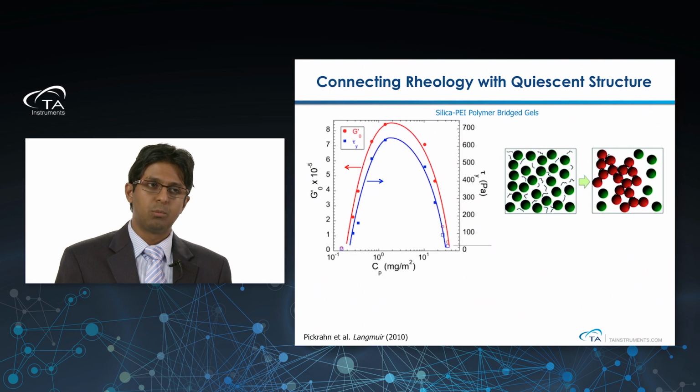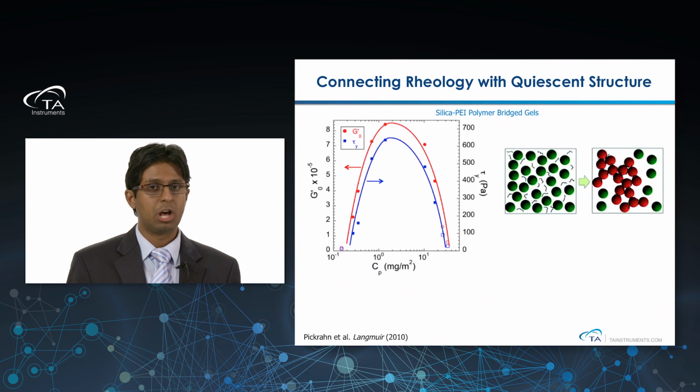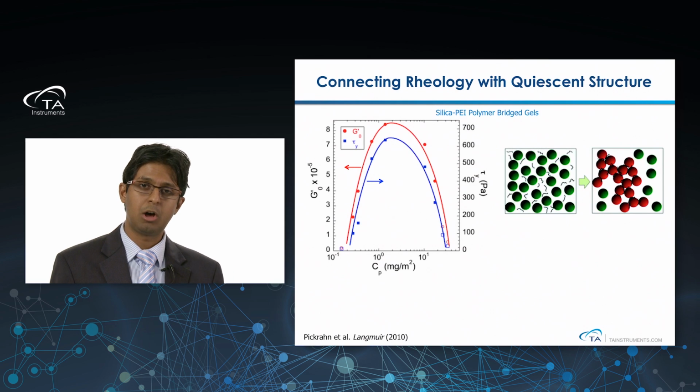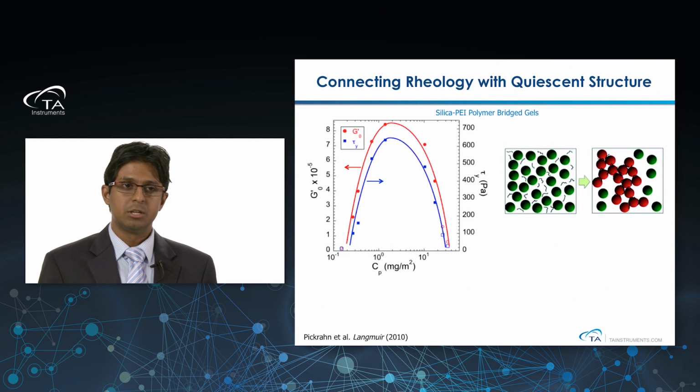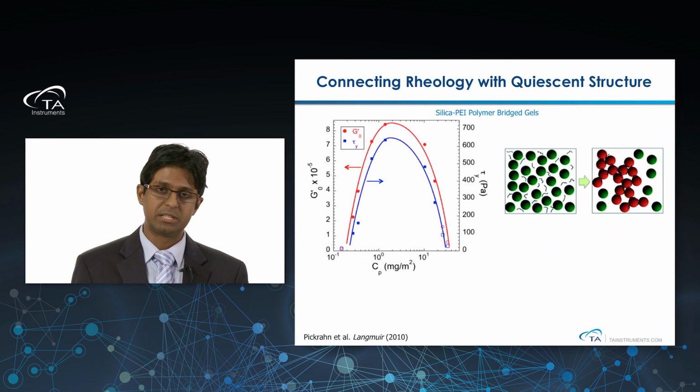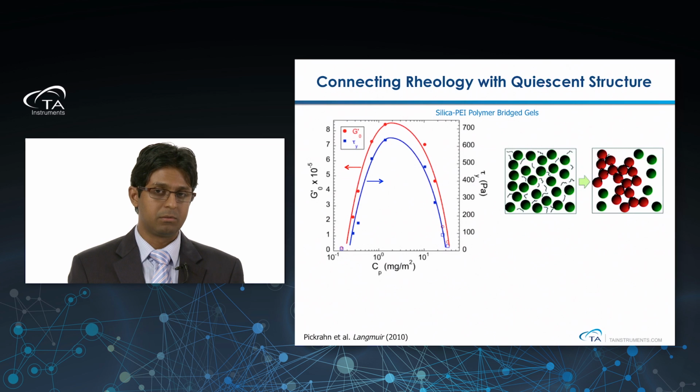Here's the third example that we look at in terms of connecting rheology with quiescent structure. In this case, we're looking at a colloid polymer mixture of charged silica particles mixed in with a polymer of opposite charge. So the colloid and polymer have opposite charges, so obviously when you mix them together, the polymer wants to stick onto the colloid. And depending on the polymer concentration and the colloid concentration, the free polymer can effectively bridge or form a bond between 2 or more colloidal particles.